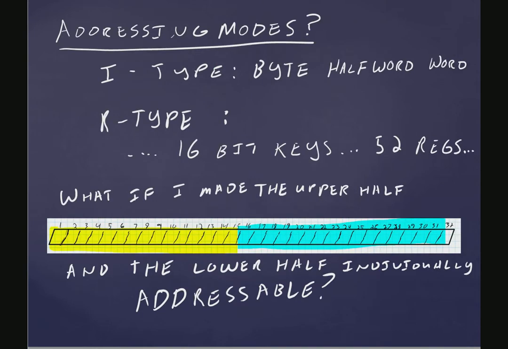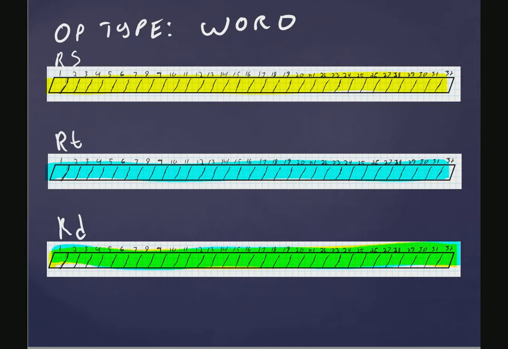Now, to have our different addressing modes, basically we have I-type. We can use Word. That's an easy thing. For our R-type, well, our keys are 16 bits, and if we made the upper half and the lower half individually addressable, we could get away with 21 registers and have tons of registers to play around with in our assembly code. So in order to do that, we have to implement a special type of operation for each R-type instruction. So here's the common one, which is word.